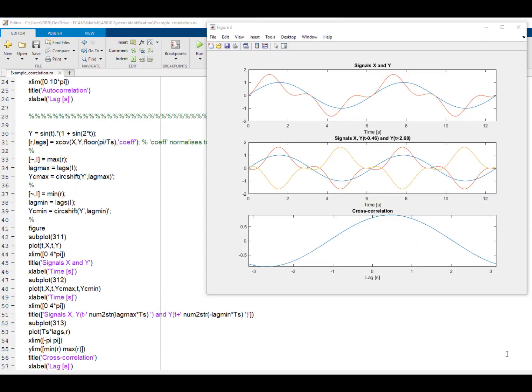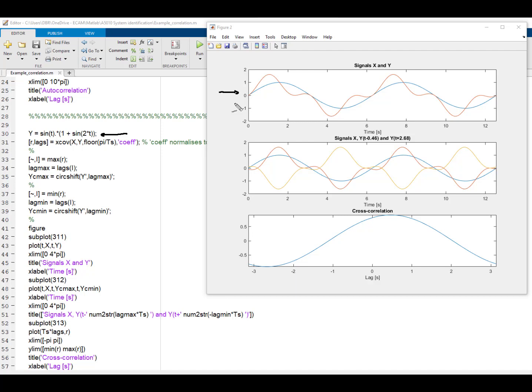Well, in this second Matlab example, what we'll do is use the cross-correlation function, and for that we need to define a second signal. We keep the first signal of the first example, which was the sine of t, and we define a signal y that is defined like this. So it's kind of a sine that is modulated by a sine of 2t, and the signal is plotted over here, so in blue x and in red y.